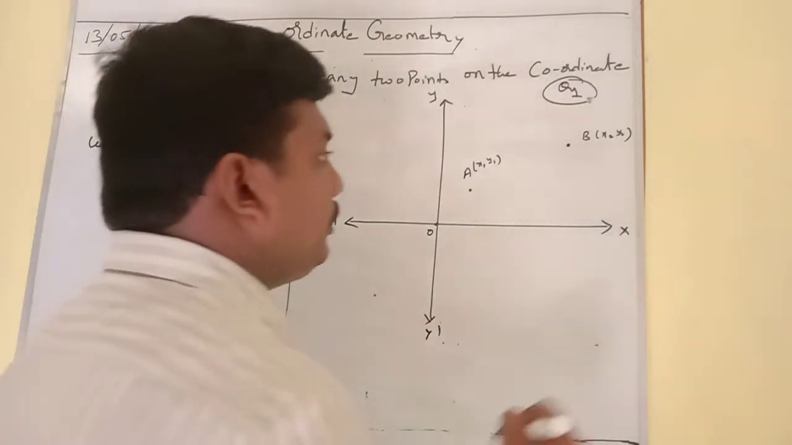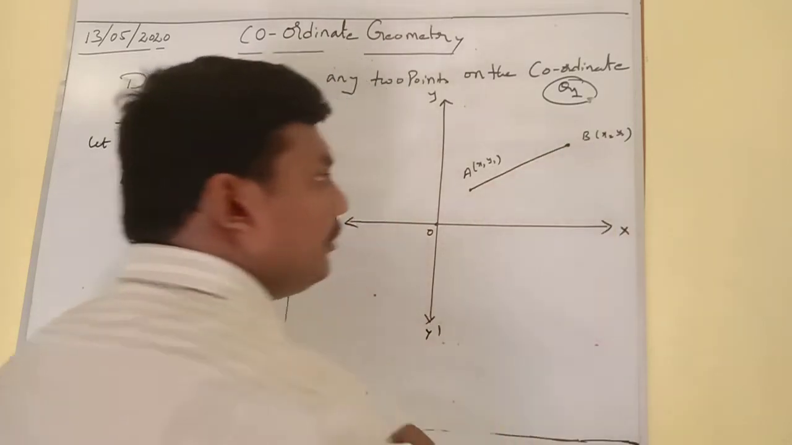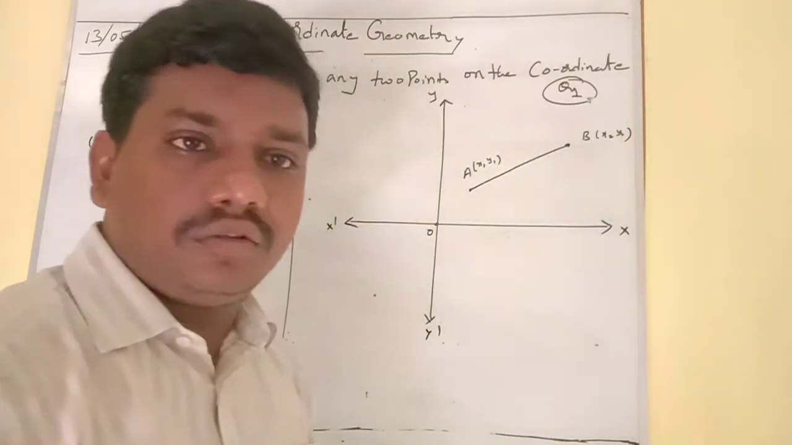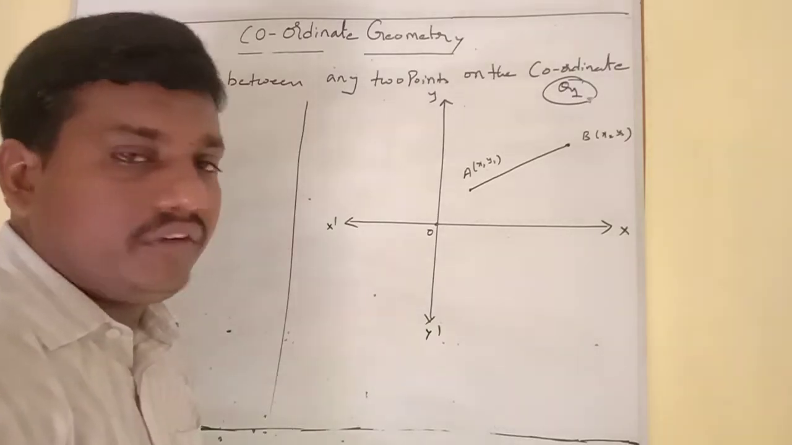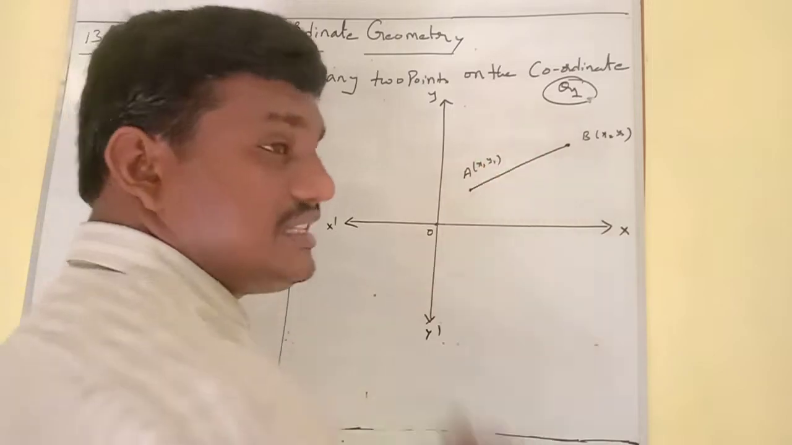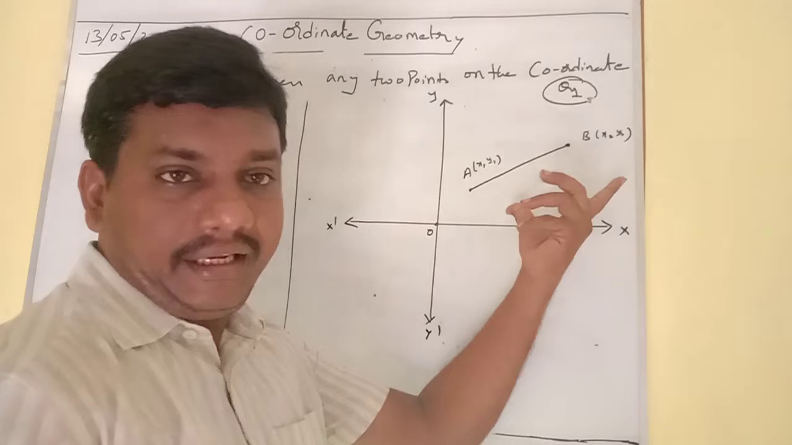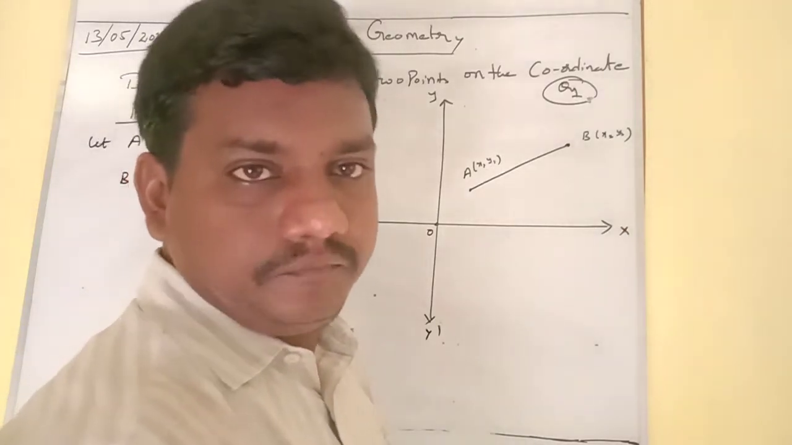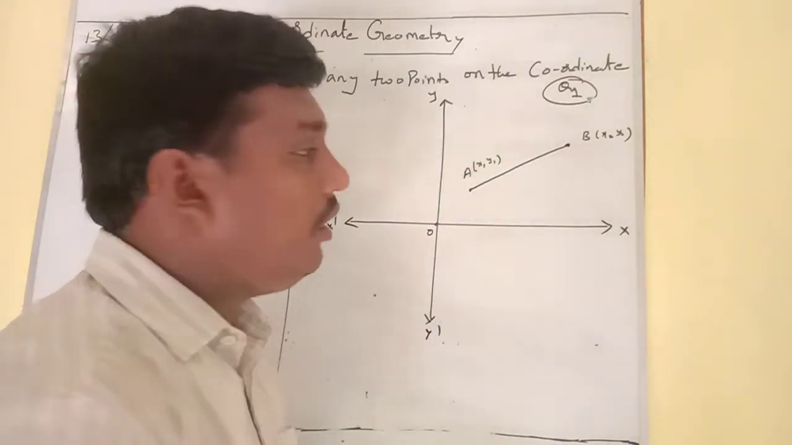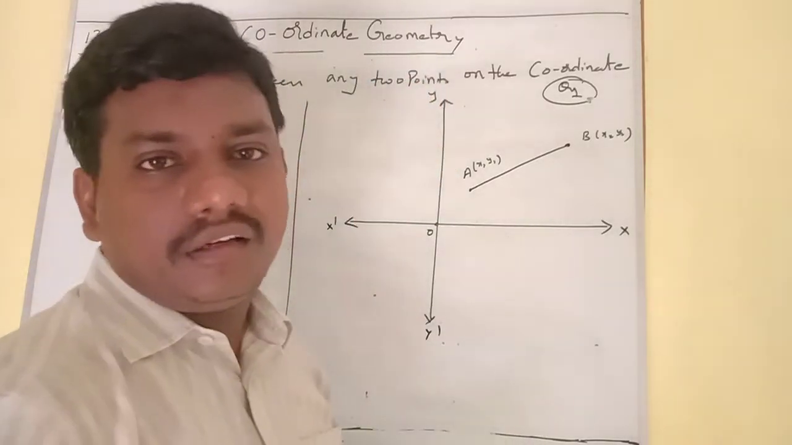Now we are going to find the distance between A, x1, y1 and B, x2, y2, considered on a Cartesian plane in the first quadrant. How to find the distance between A and B without actually measuring by using a scale? If you use a scale or a tape on this plane, that is simple geometry. Now we are using these geometrical problems on the coordinate plane. That's why it is called coordinate geometry.